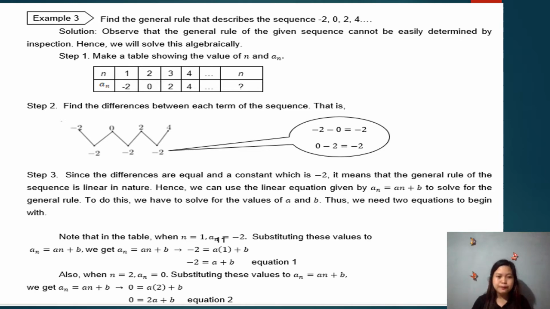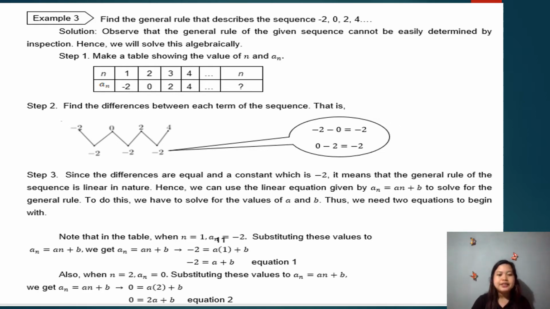Now, for our step 2, find the difference between each term of the sequence. That is, we subtract the consecutive terms. So negative 2 minus 0, that's negative 2. 0 minus 2, that's negative 2. And 2 minus 4, that's negative 2. So we have obtained their differences, and they are all the same, negative 2.